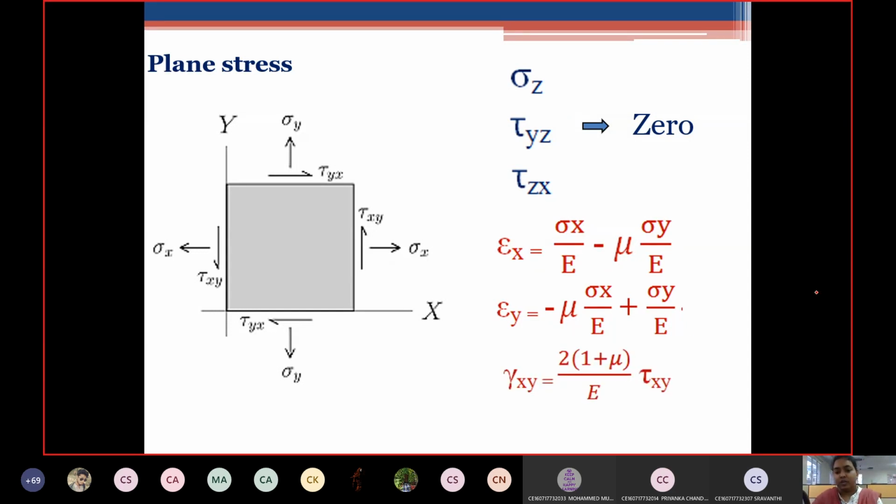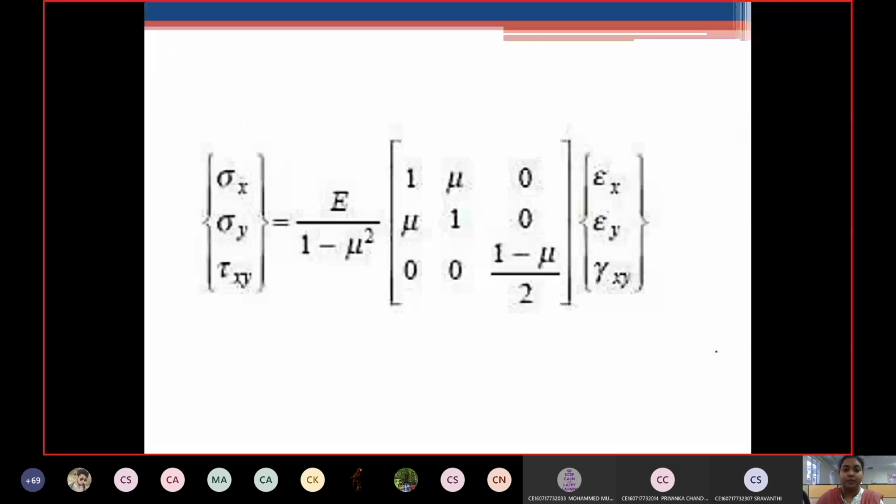However, now tau yz will not be there in the picture, tau xz will not be there in the picture. Only the stress you have is your tau xy. So tau xy will be directly related to gamma xy in terms of G. So with these three equations, when you solve and reduce it to matrix form, this is the matrix you get.